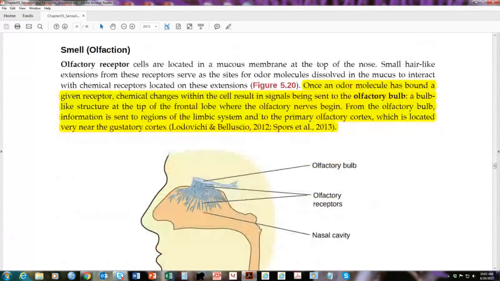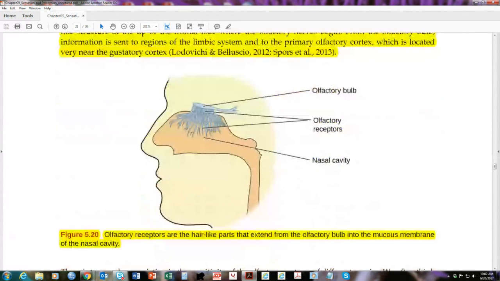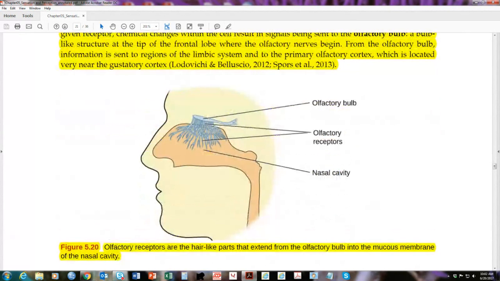Now your sense of smell is another chemical sense. And if you take a look at figure 520, you can see the olfactory bulb. The olfactory bulb projects to an area called the entorhinal cortex, and that is in very close proximity to the limbic system, which is involved in processing of emotion and memory. But you can see that the olfactory receptors are passing through a bone. It's called the turbinate bone.